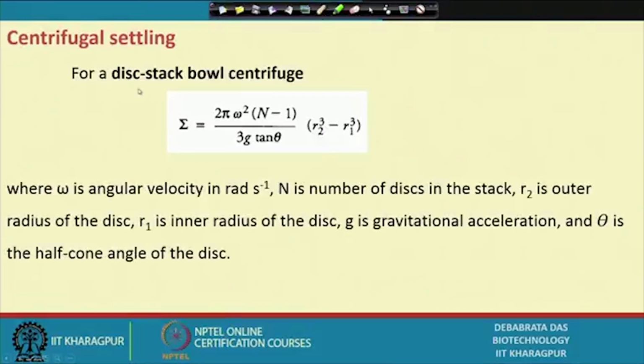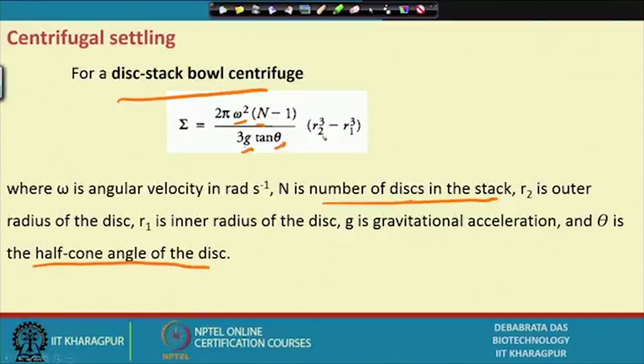Now for the disc stack bowl centrifuge, we have this kind of equation: sigma equals 2 pi omega square (n minus 1) (R2 cubed minus R1 cubed) over 3g tan theta. Omega is the angular velocity, n is the number of discs in the stack, and g is the acceleration due to gravity, and theta is the half cone angle of the disc. R2 is the outer radius of the disc, and R1 is the inner radius of the disc.